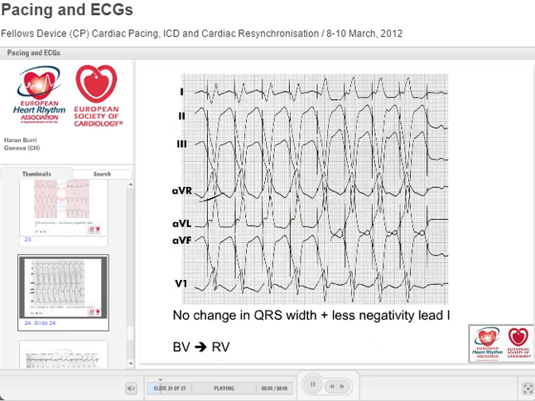Here's an example where the QRS width does not change that much. If you measure the QRS width, it's wide here, and it's still very wide here. There is a change in QRS configuration, though. So no change in QRS width. So one of these two is bi-V capture. Which one? We don't know. But we know that the QRS axis here is more negative than it is here. So this here is bi-V capture, and here loss of LV capture with RV capture only, because of the axis shift in lead 1. So that's the way it works.